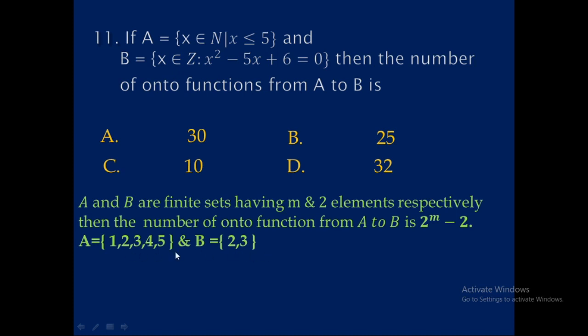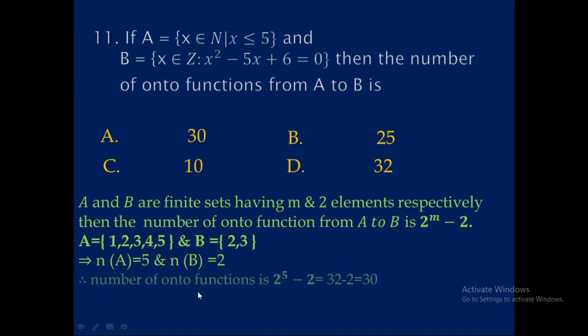It means the number of elements of A is 5, the number of elements of B is 2, therefore the total number of onto functions is 2 raised to 5 minus 2. 2 raised to 5 is 32 minus 2, its value is equal to 30. Therefore 30 is the answer. It means option A is the correct option. The next example.